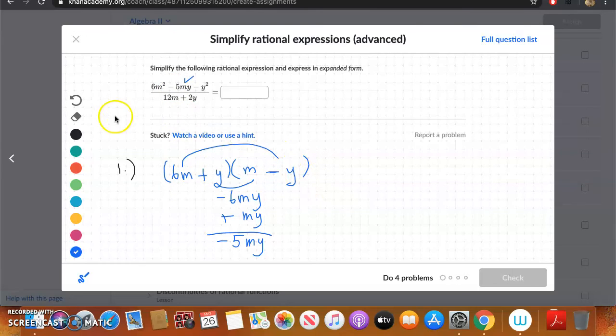And now let's do it for the bottom. All right, let's erase this so that I can put it underneath.